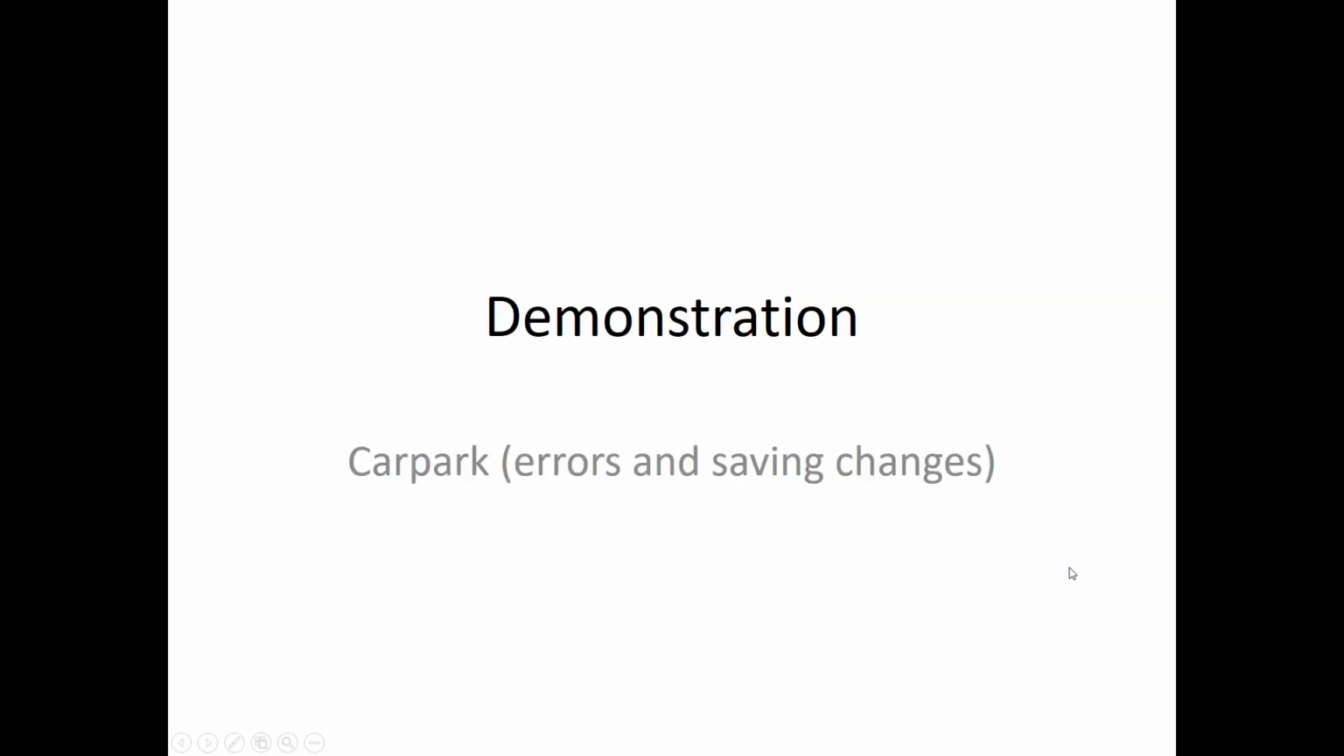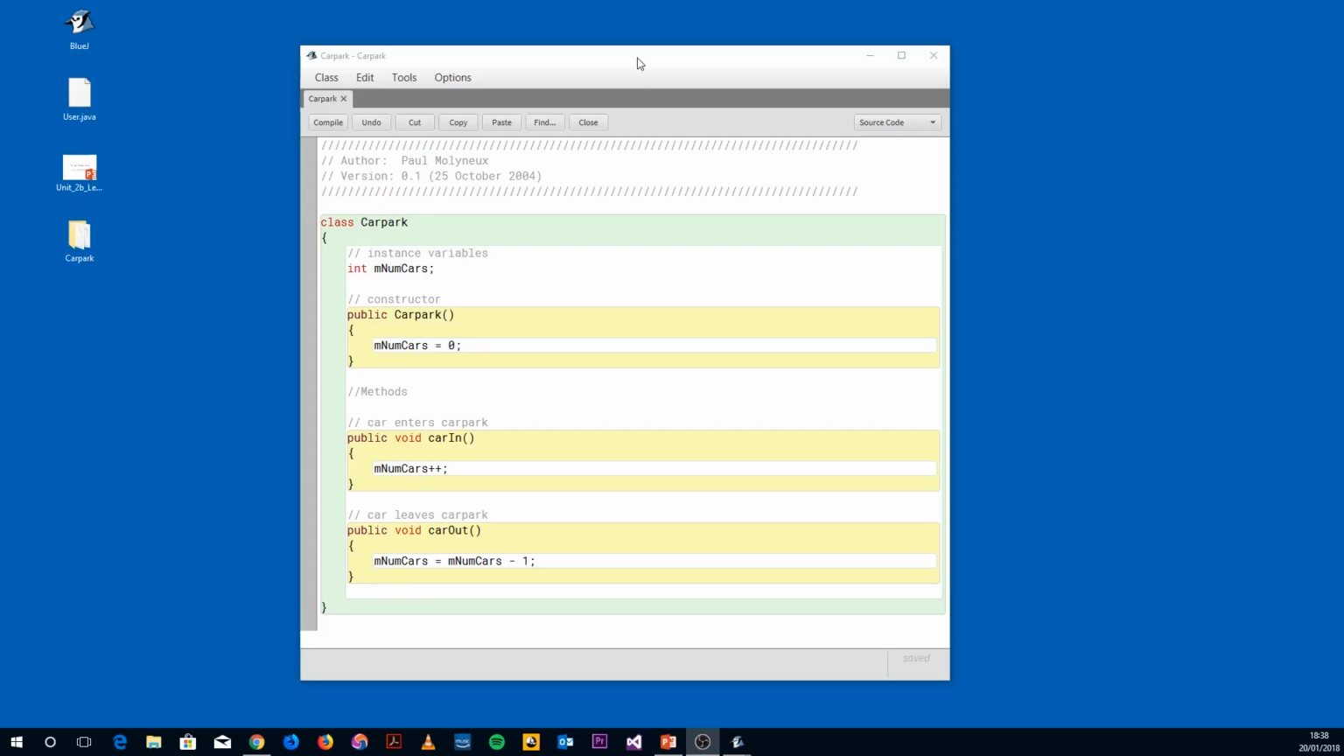So let's go back to the car park example and let's just pull up a couple of errors and see what happens when we make changes or don't make changes in some cases. Okay, so we've gone back to the editor window for our car park example, and we're just going to attempt to make some changes, and I'm going to show you how BlueJ highlights errors in code.